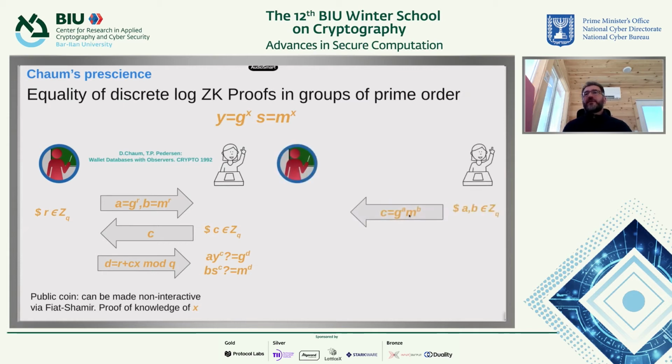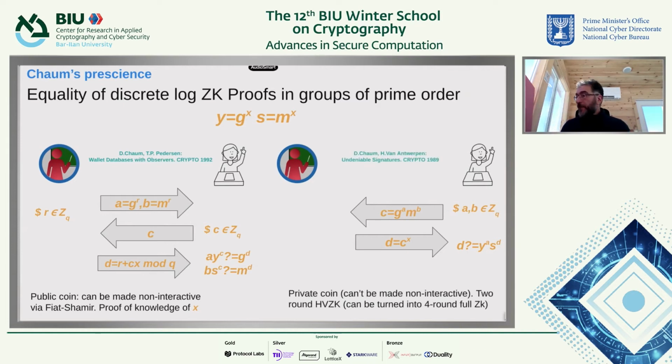Another one is a secret coin proof in which the verifier chooses A and B at random and sends g to the A, m to the B. The prover will respond with c to the x, and the verifier checks that c to the x is equal to y to the A, s to the B. That guarantees that y and s have the same x as the exponent, because the prover has no information about A and B. This is a private coin proof, and cannot be made non-interactive. It's a 2-round honest verifier zero knowledge proof. You can turn it into 4-round full ZK by standard techniques.